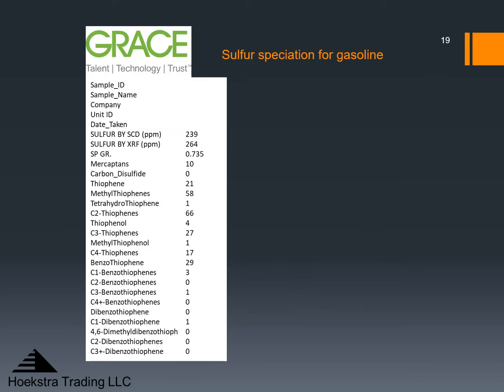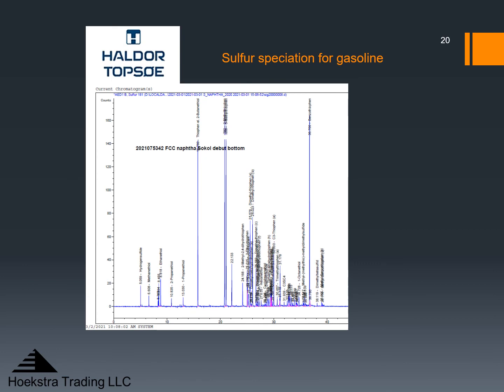This is the output from W.R. Grace of sulfur speciation for gasoline by the standard ASTM method. This chart is from the Haldor Topsoe sulfur speciation method for gasoline. It quantifies sulfur compounds in greater detail than the standard ASTM method.